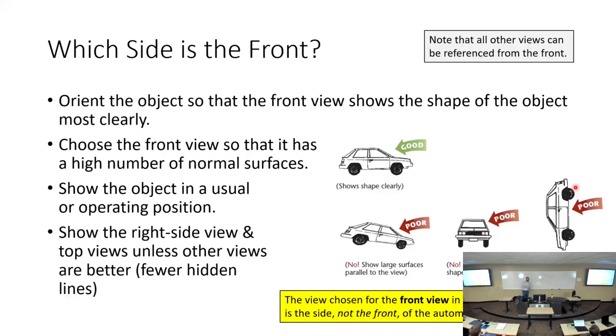We typically would choose the front view so that it has the highest number of surfaces normal to the page, and then we show that object in what we would call its operating fashion. So if I was drawing a car, I would probably choose the front view like this. I think this is a poor front view because it's not parallel, and I think that this is more clearly a vehicle than this. Just basic common sense and whatnot.